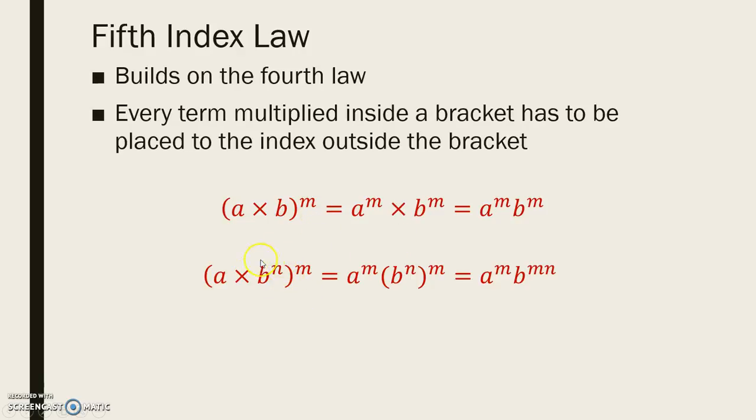We can also do that with other powers. So in this case, a multiplied by b to the power of n is in brackets, so b is an indicial expression as well. And we place the power outside the brackets on each term: a to the m, and b to the n is our term in there, we place it to the power of m. And then according to our 4th law, our power law, we split that up and get m times n there for the base of b.